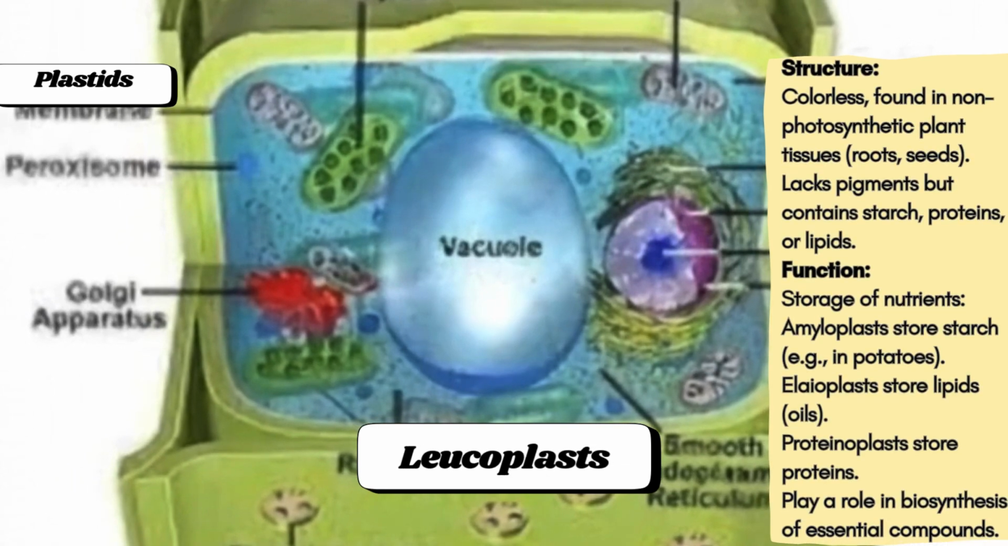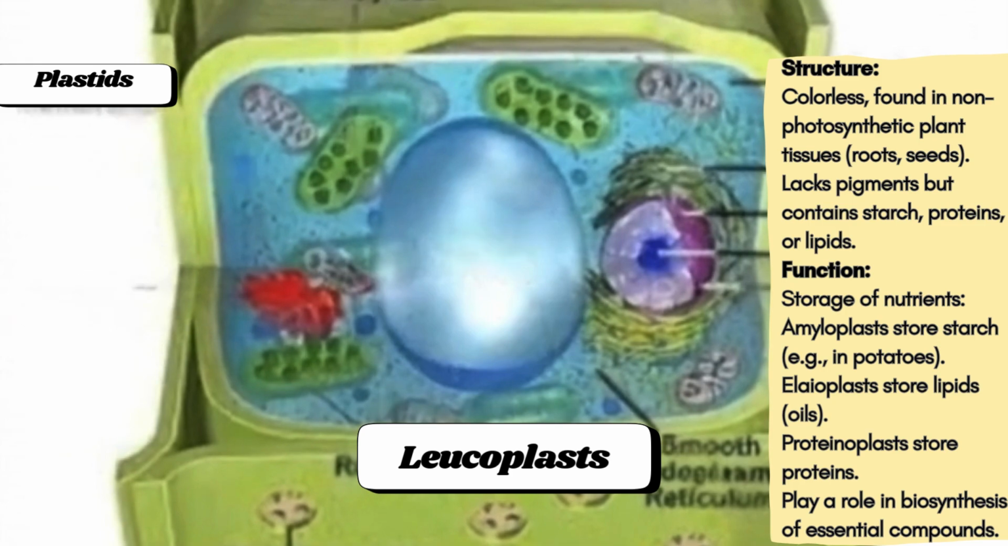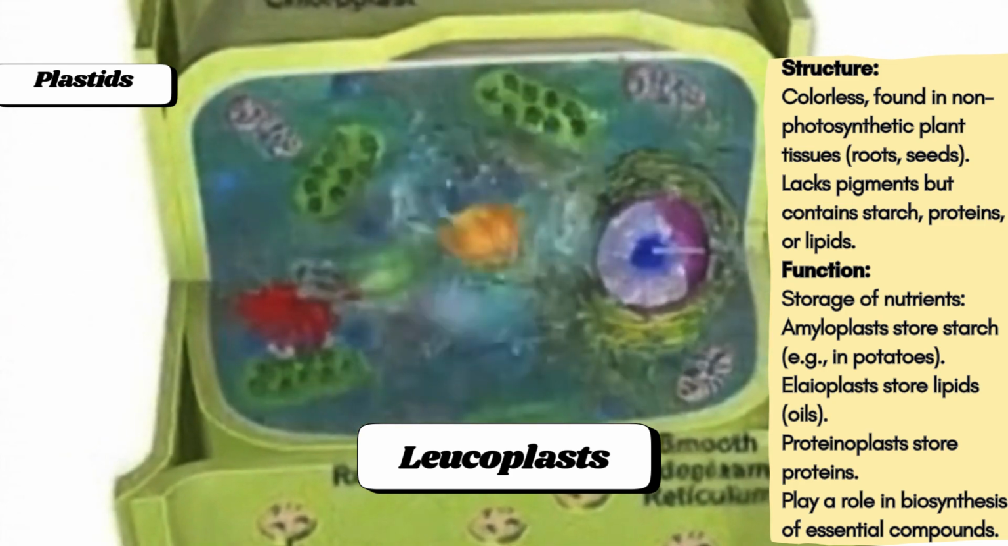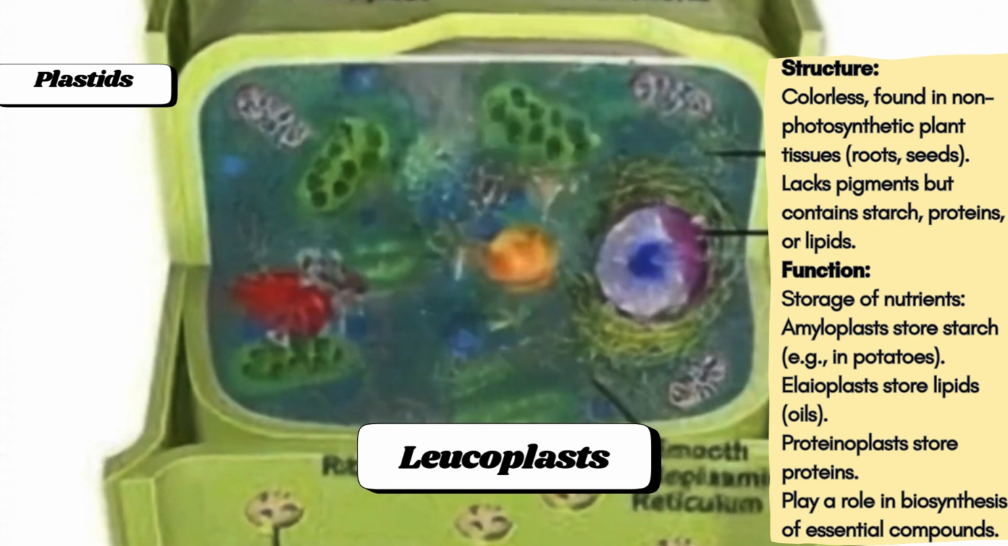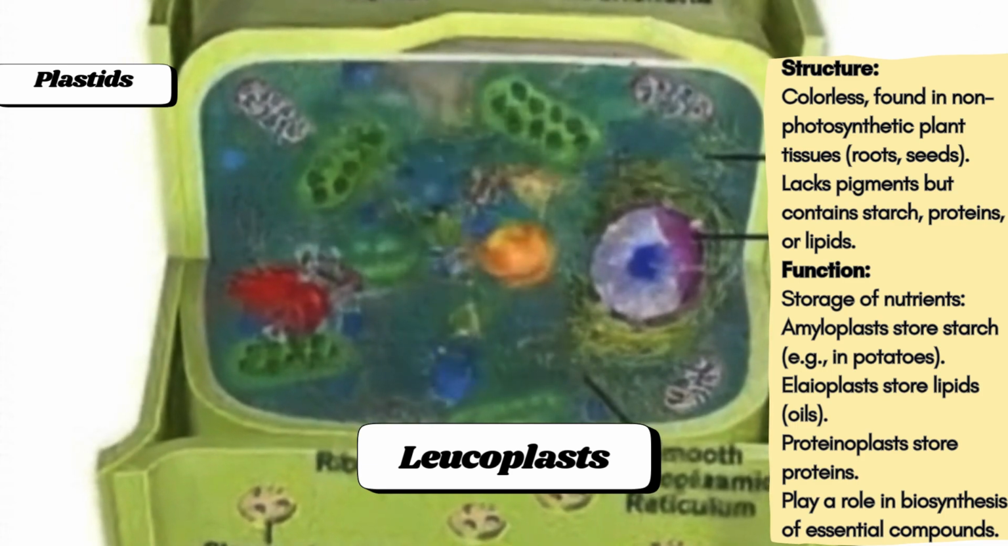Leucoplasts are non-pigmented plastids. They are food-storing organelles usually found in roots, bulbs, and stem tubers. They store carbohydrates, proteins, or lipids.